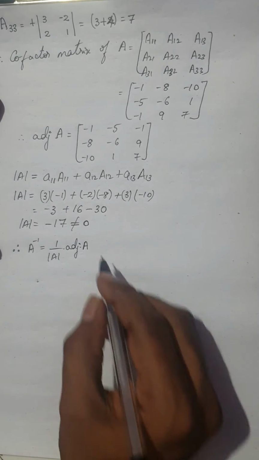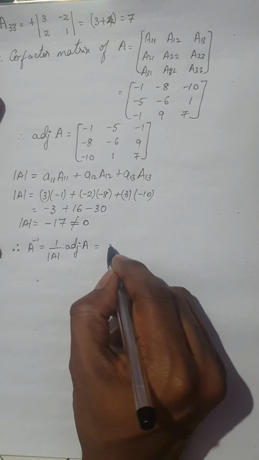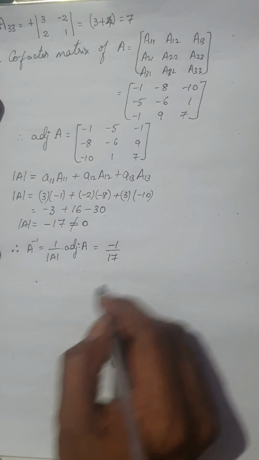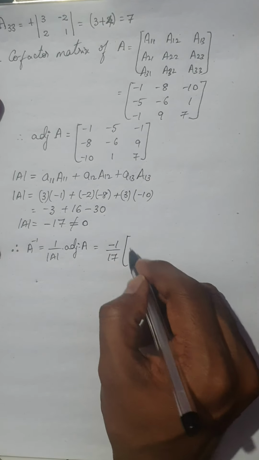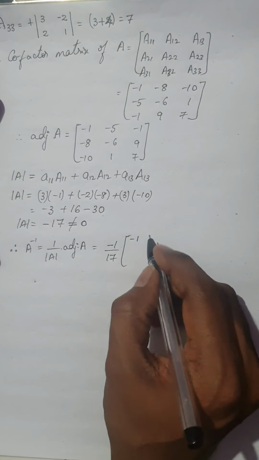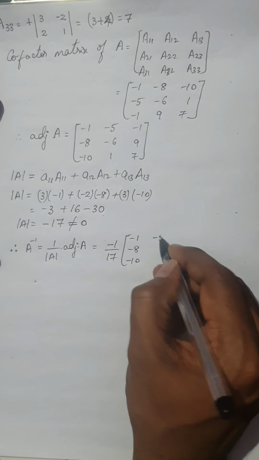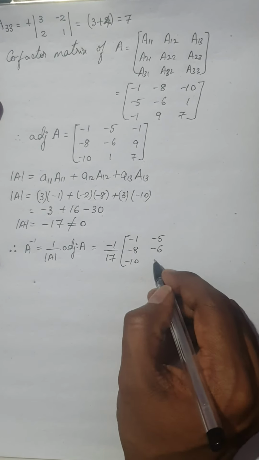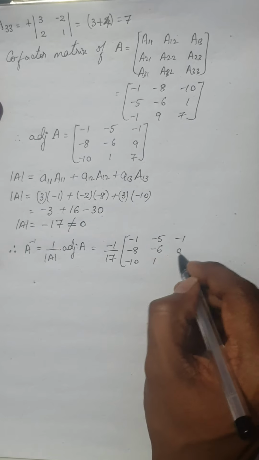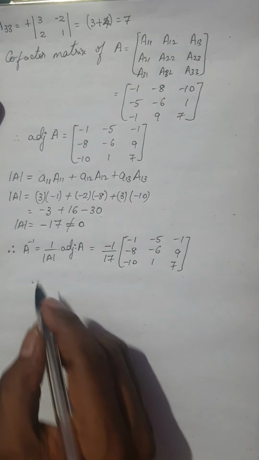Is it clear? So this is nothing but 1. Now determinant of A is minus 17, so I'll put this minus in the numerator. So it's minus 1 by 17 into adjoint A. Adjoint A is already ready here. So take it: minus 1, minus 8, minus 10, minus 5, minus 6, 1, minus 1, 9, 7. Okay, so I got it.